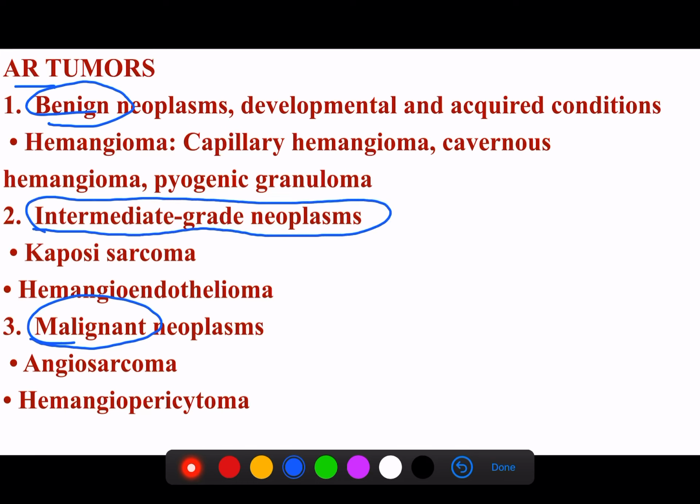Benign tumors include hemangioma, capillary hemangioma, and cavernous hemangioma. The difference between cavernous hemangioma and capillary hemangioma is not seen by gross or naked eye; it needs a histopathologist's exam. The pyogenic granuloma is also benign.